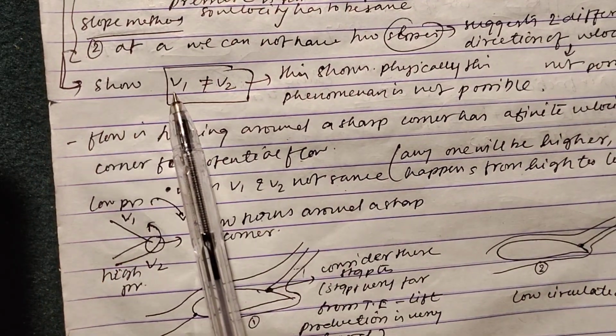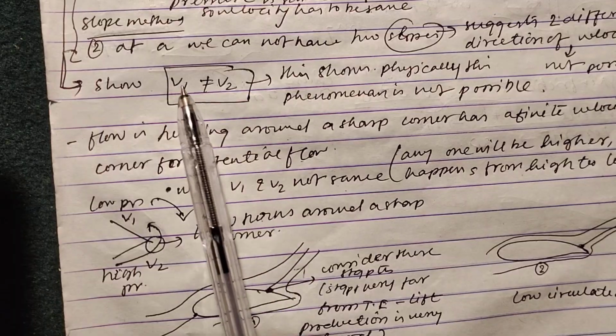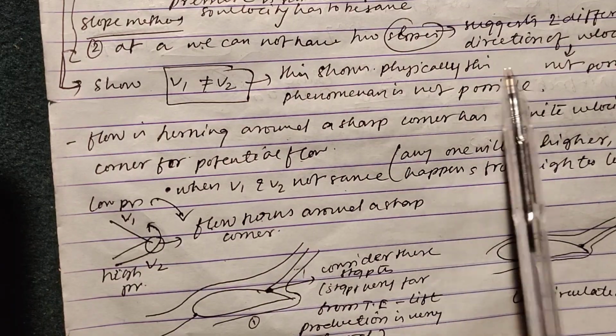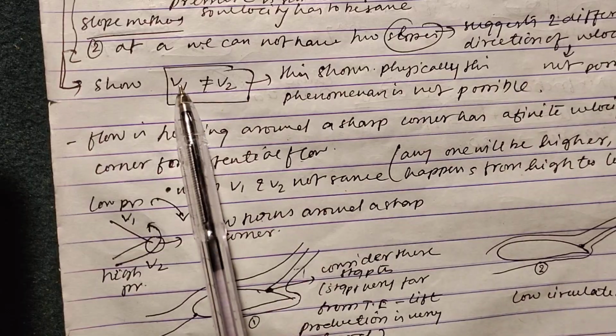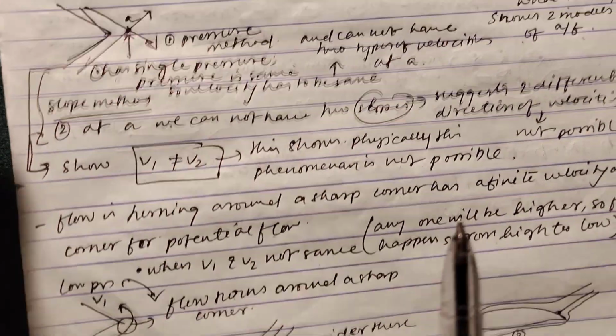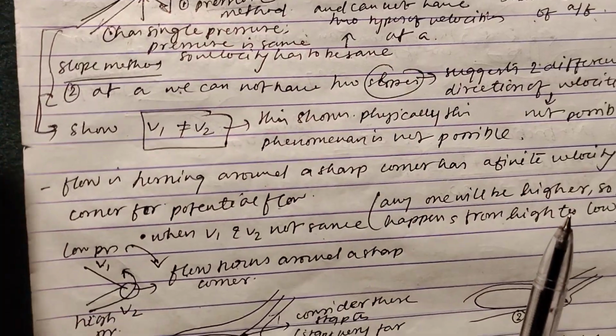If my V1 is different and V2 is different, that is V1 is not equal to V2, this shows that physically this phenomenon is not possible. So, two different velocities at point A is not possible.